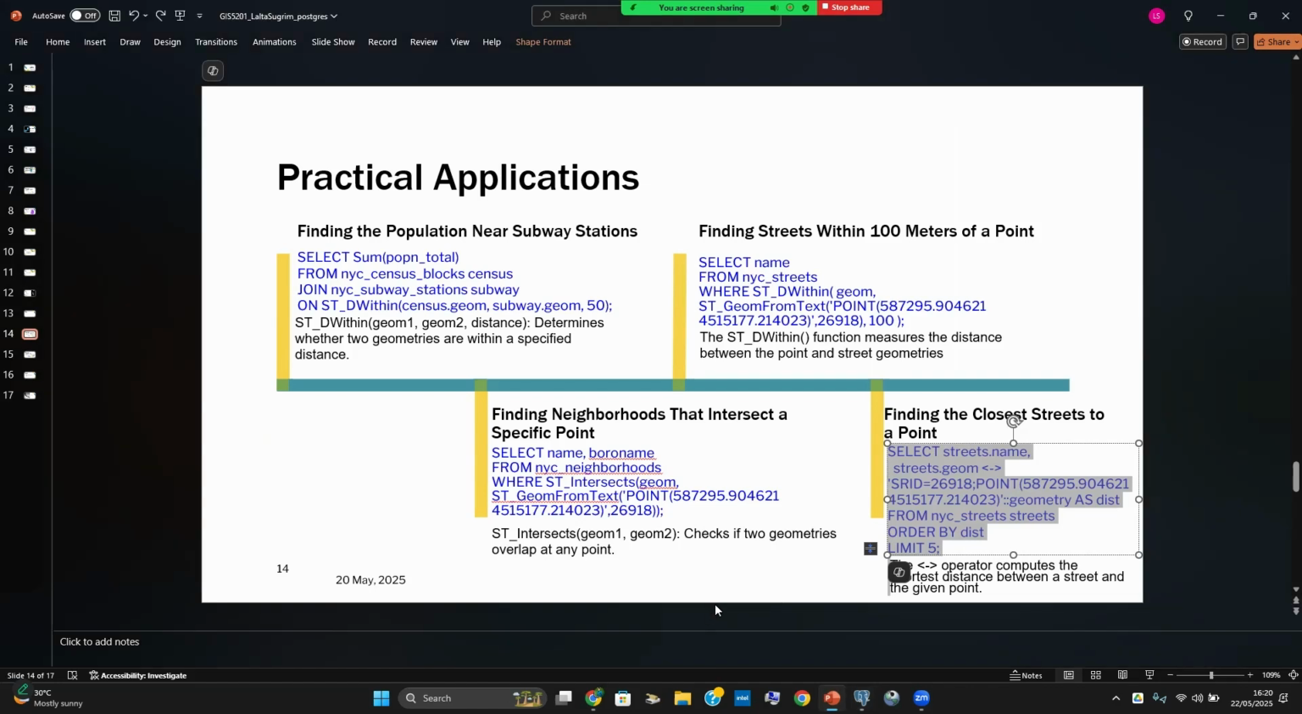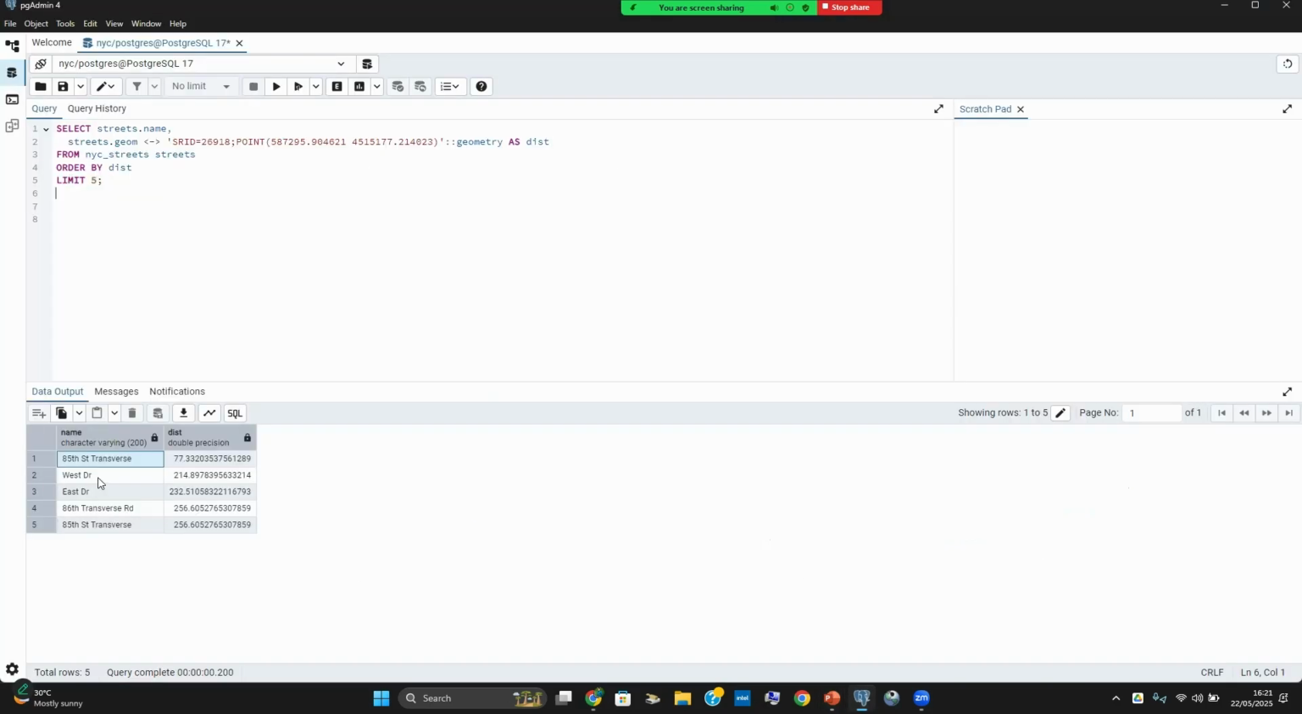Moving on. Oh, we didn't do, I must have missed this one. This one here allows us to find streets that are within 100 meters of a point. So it's the same point in Central Park we're looking at. And if we look back here, there's only one street that is less than 100 meters. So again, a good chance to validate our results.